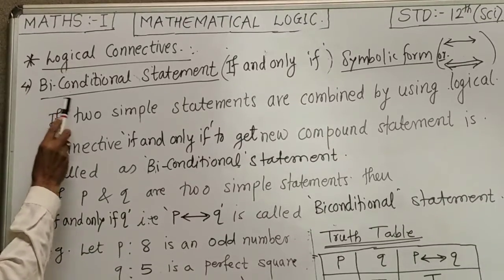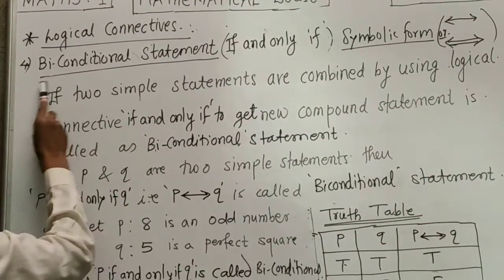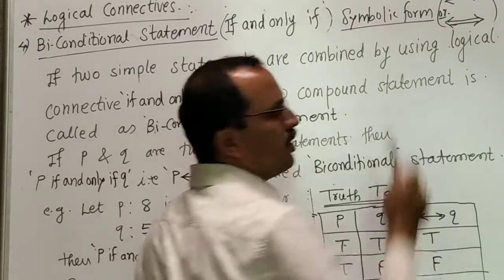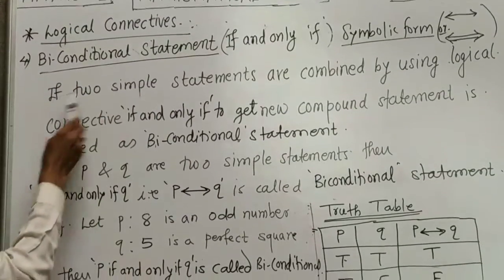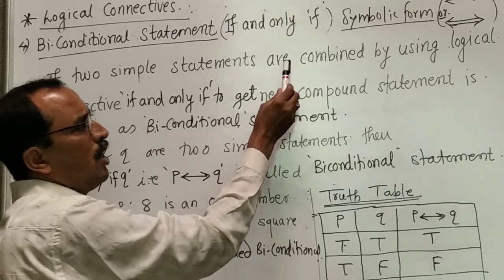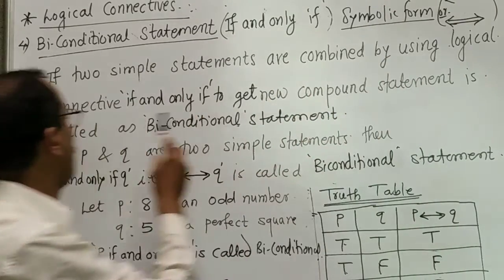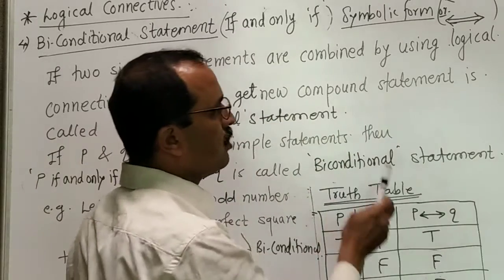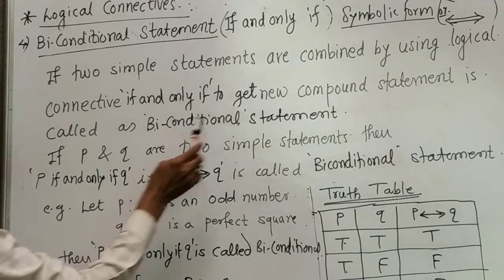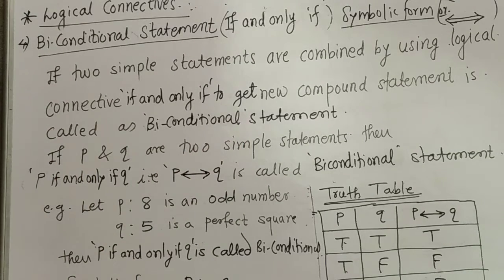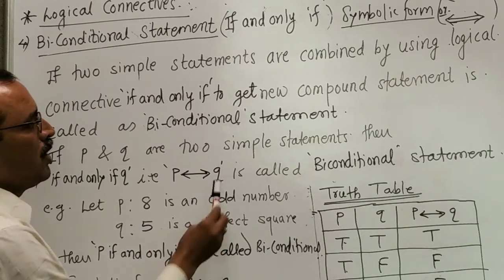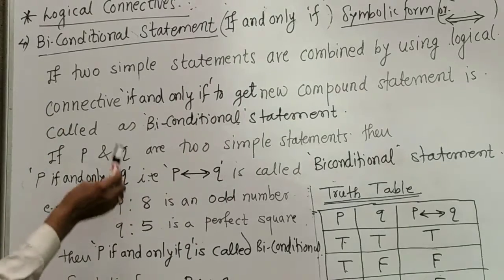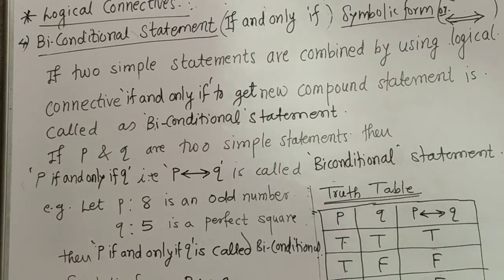Now the fourth connective is if and only if. This statement is called a biconditional statement. Its symbolic form is a double-sided arrow. Its definition is: if two simple statements are combined by using the logical connective if and only if to get a new compound statement, it is called a biconditional statement. Means if two simple statements are connected by using the connective if and only if, then we get a new statement which is called a biconditional statement.